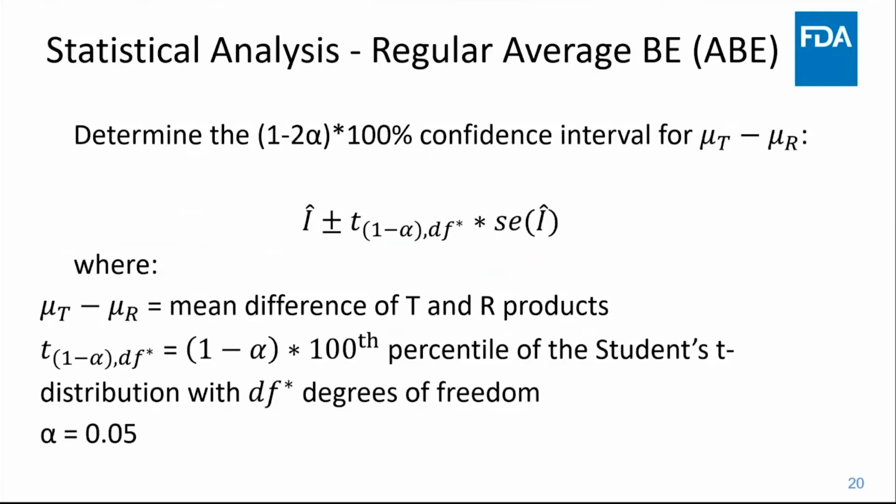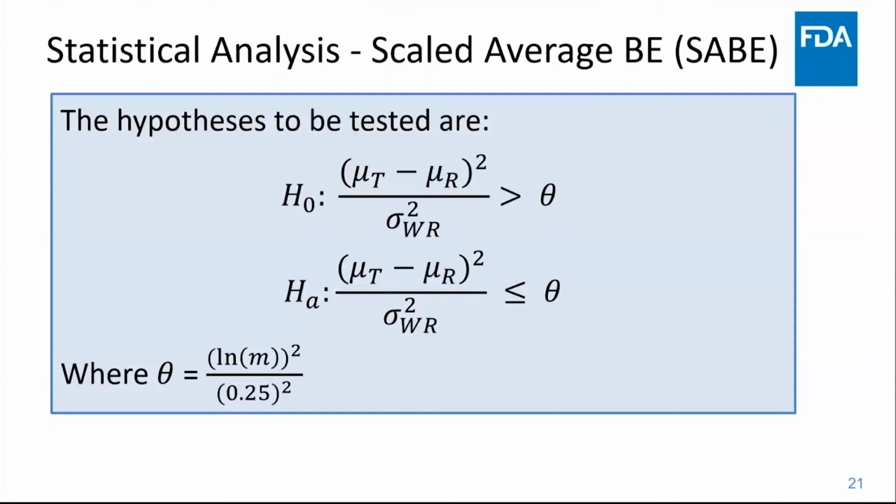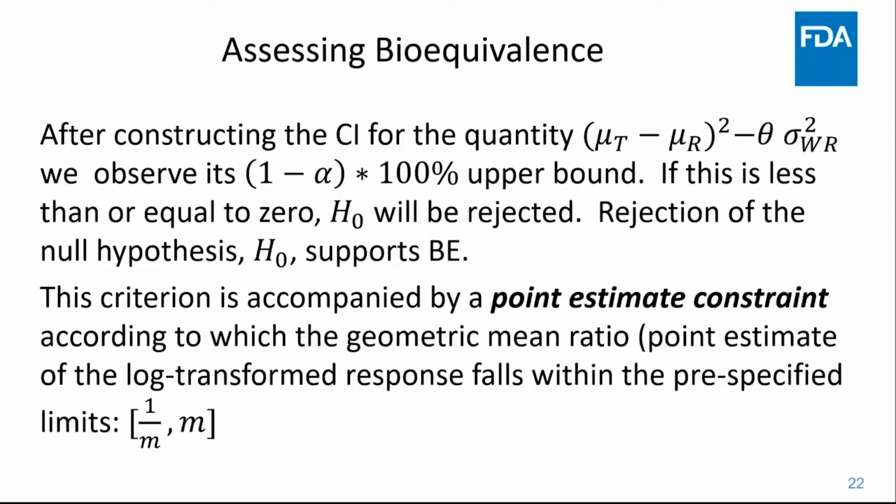So in the case that the SWR is less than the cutoff point, we are going to construct a confidence interval for the difference of the means of test minus reference. Whereas in the case of this SWR value being greater than the cutoff point, we're going to test the scale hypothesis. We have the scale criterion, and we're going to observe the upper 95% bound of the scale confidence interval. If this is less than or equal to 0, then the null hypothesis will be rejected, and rejection of the null hypothesis supports bioequivalence. This criterion is a mixed criterion because it is accompanied by a point estimate constraint. So it requires the geometric mean ratio, or the point estimate, to be contained within the limits 0.80 to 1.25.